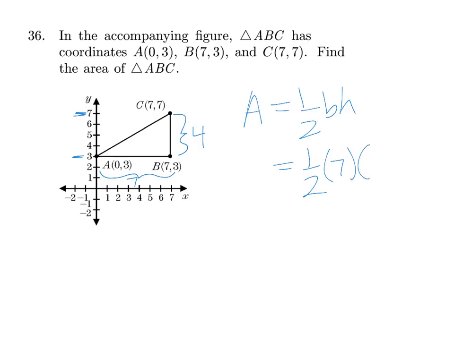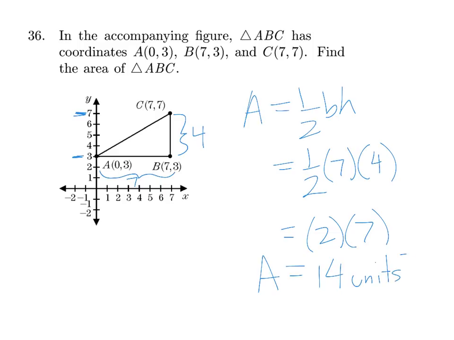Base is 7, height is 4. All right, so I'm going to take half of 4 to start with. So it's going to be 2. So I still have 2 times 7, which is 14. And it's units squared. Done.